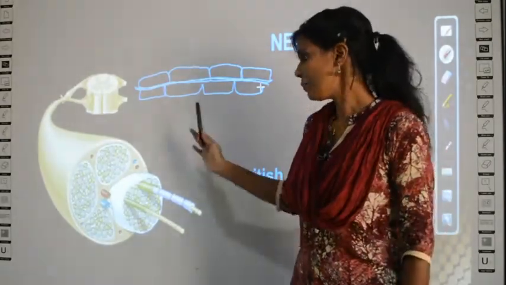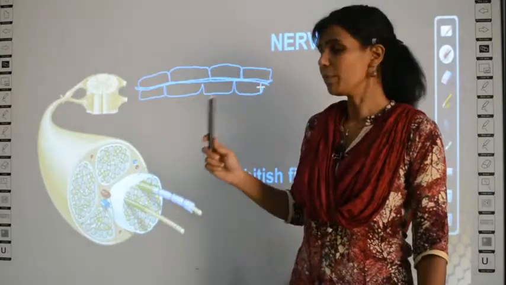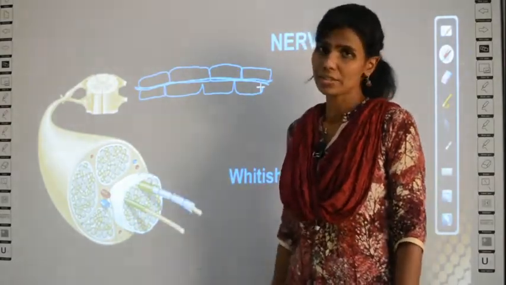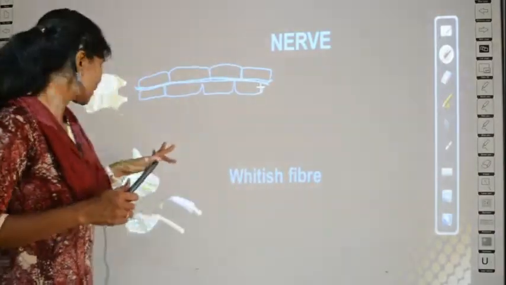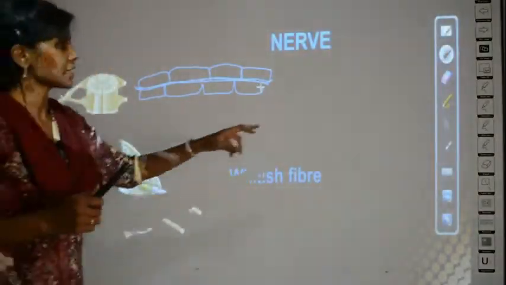Clear? So, this is a 3D structure just for your clear view. Only 2 axons along with their myelin sheath are shown projected out. The remaining ones are shown embedded inside.